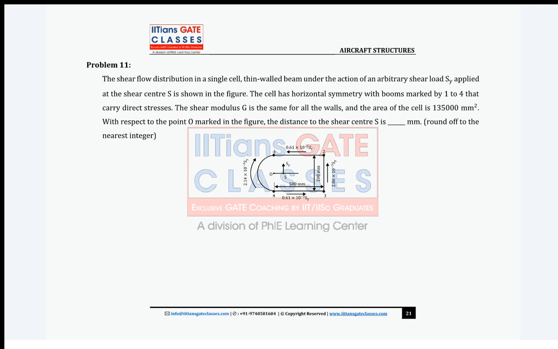The shear flow distribution in a single cell thin walled beam under the action of an arbitrary shear load Sy applied at the shear center S, this is what they mention, as shown in the figure. The cell has horizontal symmetry with booms marked 1 to 4 that carry direct stresses. Shear modulus G is the same for all the walls, and the area of the cell, the total area they have given, is 1,35,000 mm square.